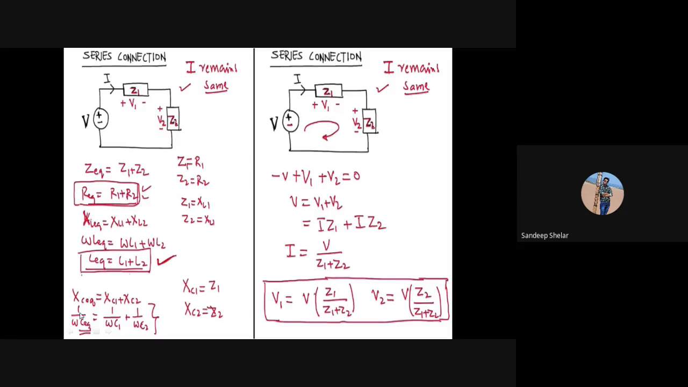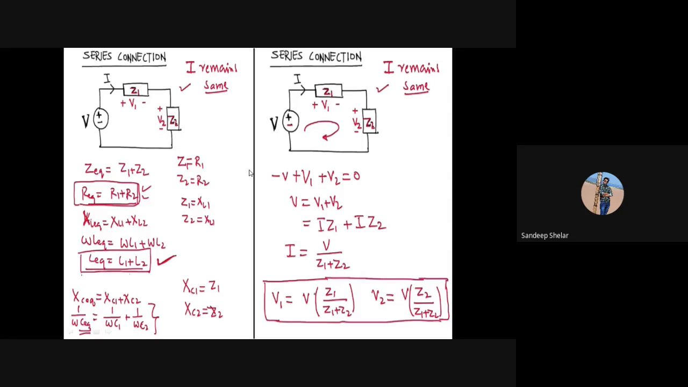Now the equivalent capacitive reactance is Xc equivalent equal to Xc1 plus Xc2. X is equal to 1 upon omega C for a capacitor, so 1 upon omega C equivalent is equal to 1 upon omega C1 plus 1 upon omega C2. This is the concept of impedance, resistance, inductance and equivalent capacitance. This is the series connection with respect to impedance.